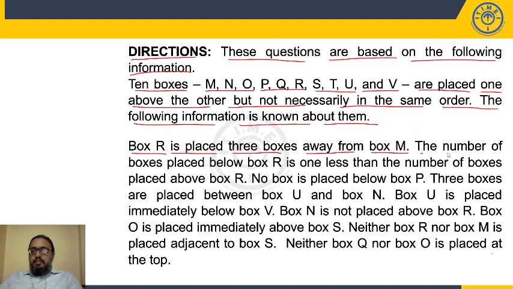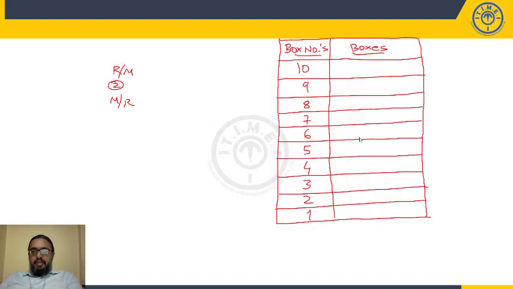The number of boxes placed below box R is 1 less than the number of boxes placed above box R. So it's talking about the same box. The number of boxes you keep below it should be 1 less than the number of boxes you keep above it. So that means you fix R in 5th position such that the number of boxes you have below 5 are how many? 4 boxes. And the number of boxes that you have above 5 are how many? 5 boxes. So below R is 1 less than above R. Yes or no? The condition satisfies. That is what you'll have to look into here.